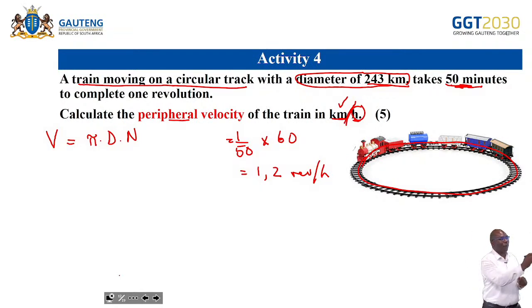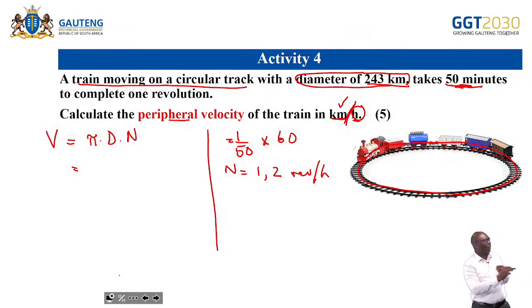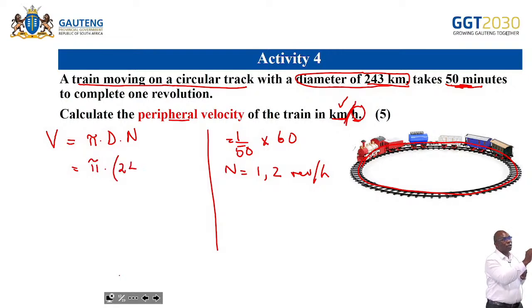So my N now is going to be 1.2 revs per hour. So now I've got the revolutions. I don't have a problem. I'll have pi multiplied by my diameter. It's in kilometers, so I'll have no problem with that.